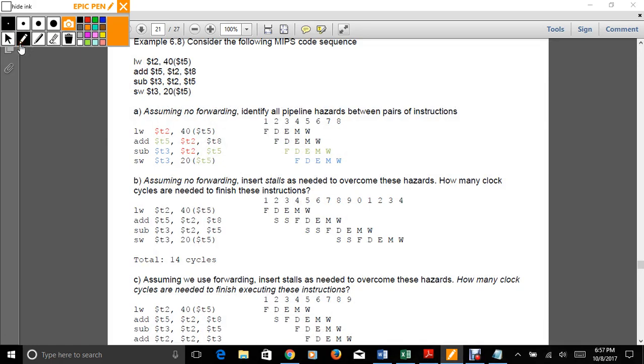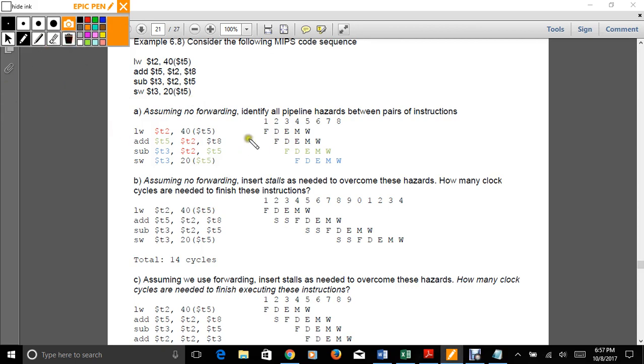Where are my hazards? So we have load word 40(T5) and store the result in register T2. Then we have add: we're going to add temporary register T2 to T8 and store the result in T5. Then we're going to take the values of T2 and T5 and store the subtraction of those in T3, and then we're going to take the value of T3 and store it in data memory in the location where the base pointer is in T5 with an offset of 20.